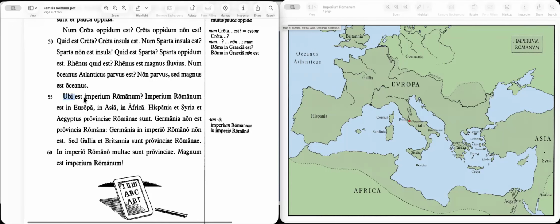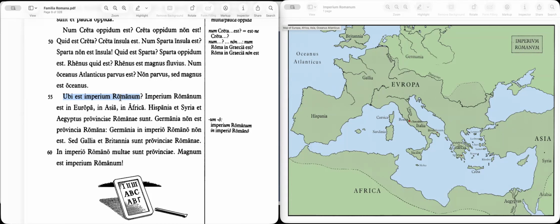So, ubi est Imperium Romanum. Well, that means where is the Roman Empire? So you shouldn't say mentally, where is the Roman Empire, but rather think, ubi est Imperium Romanum.